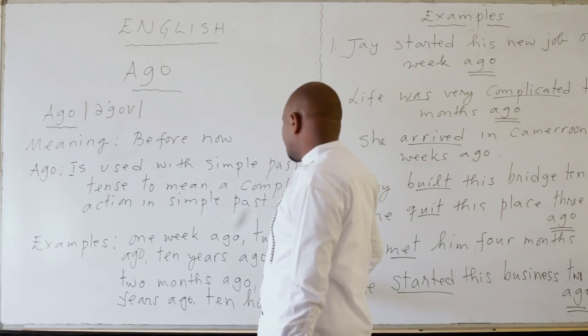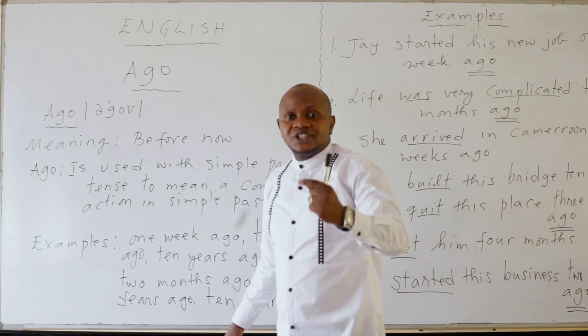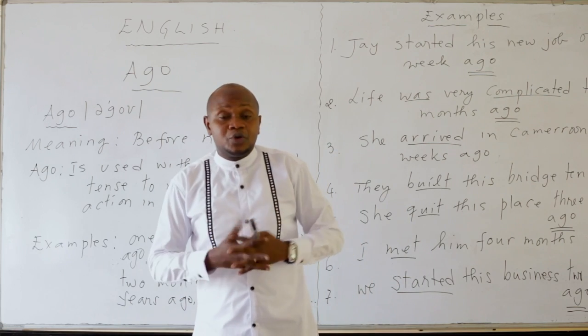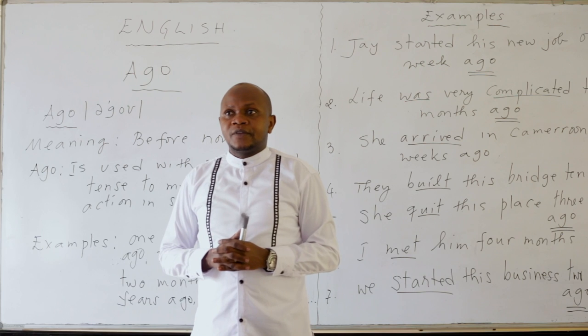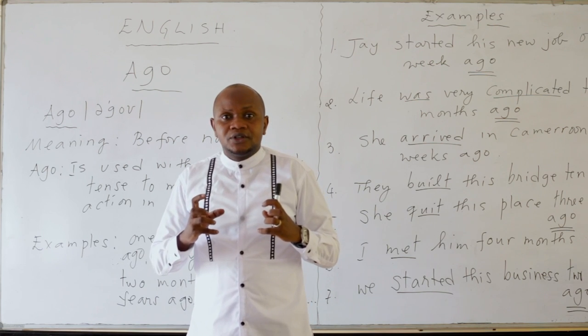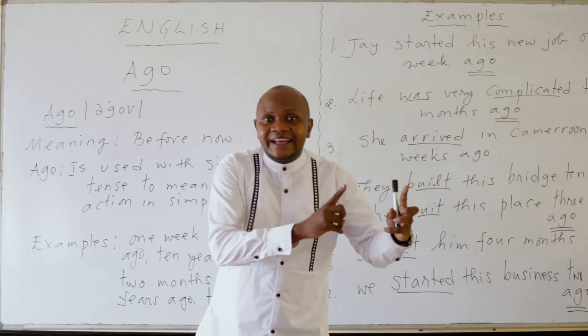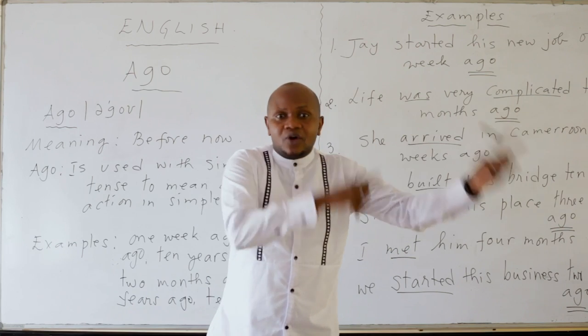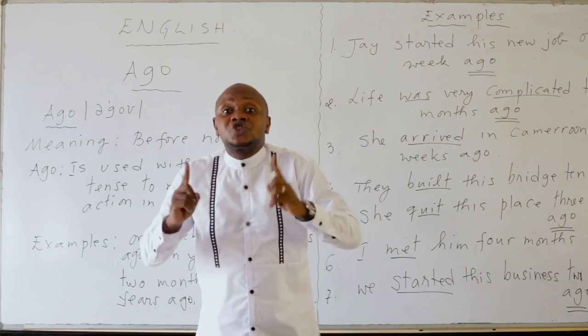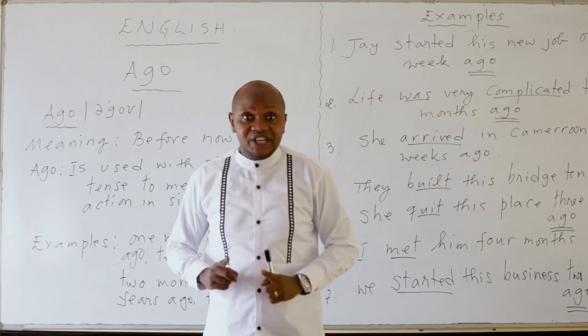You can say 20 years ago. 20 years ago, you can make a sentence and say, John was there 20 years ago. Or John stopped that job 20 years ago.